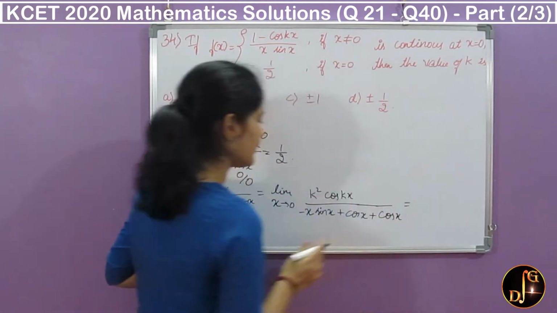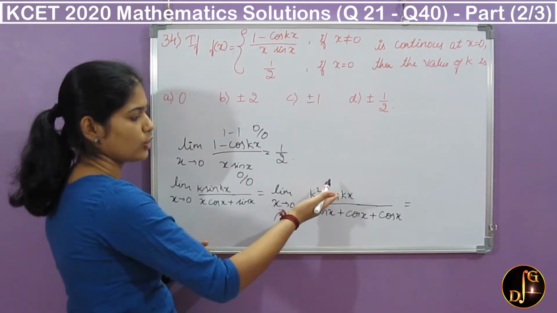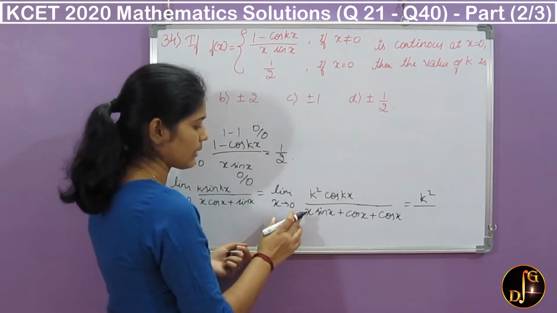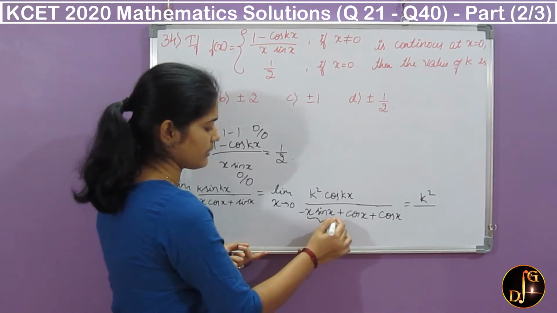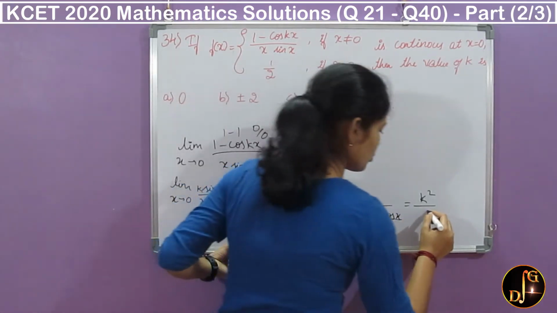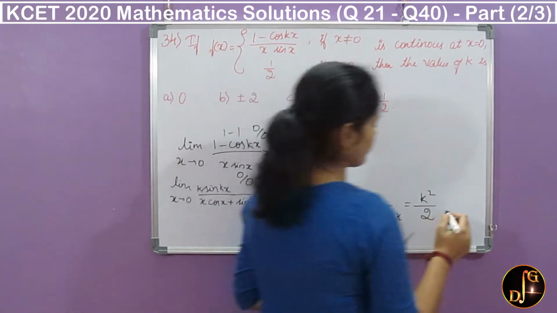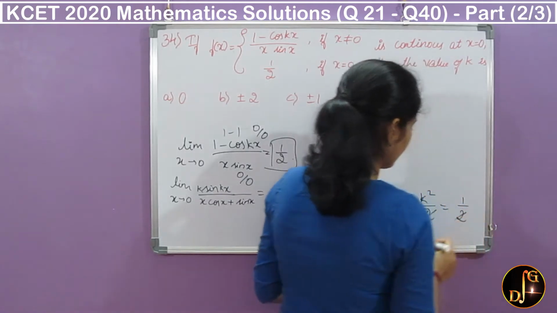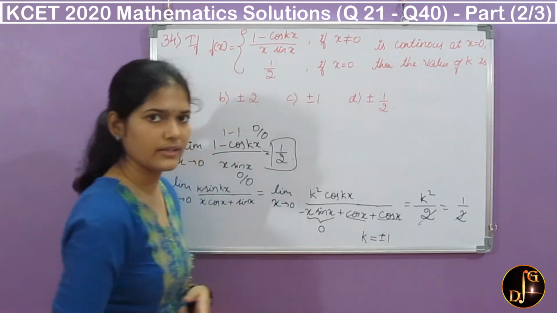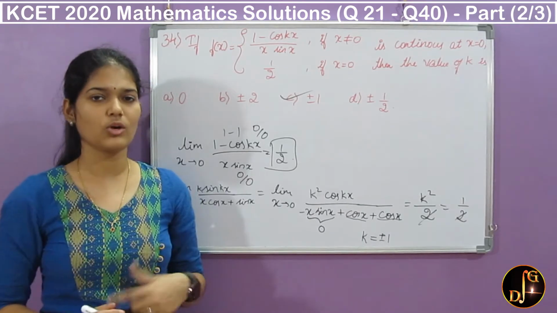Now if we apply x equal to 0, then the numerator will be k square into cos 0, which is 1. So the numerator is k square, divided by, the denominator will be, this term will be 0 plus cos 0, 1, plus cos 0, 1. That means 2. K square by 2 is equal to 1 by 2. The 2 gets cancelled. K square is equal to 1, which means k is plus or minus 1. So the correct answer is option C. Now let's move on to the next problem.